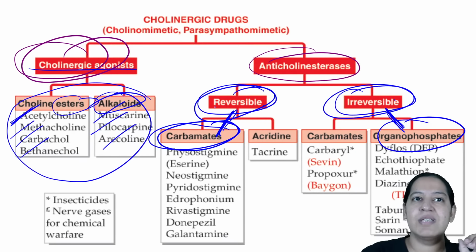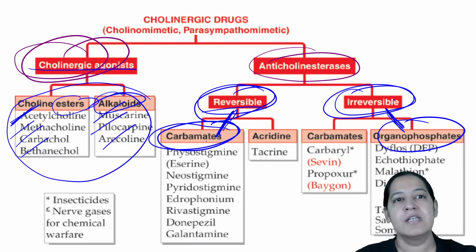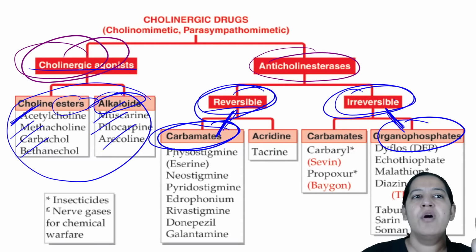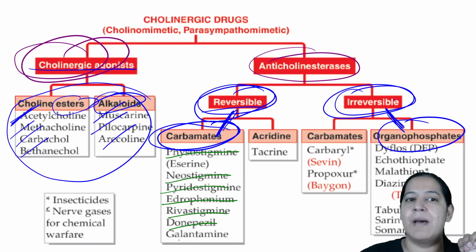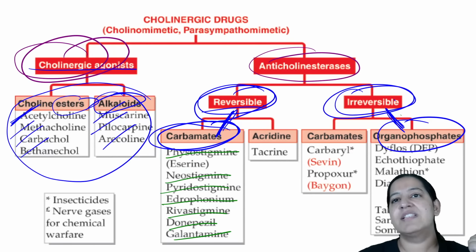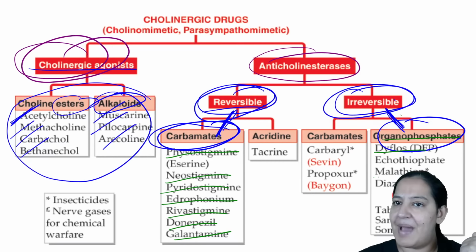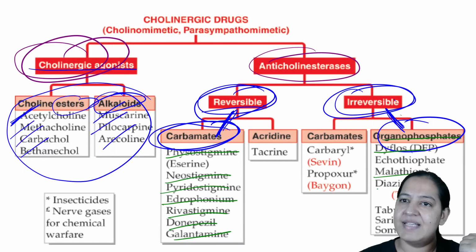And in reversible anticholinesterases, there will be carbamates. So these are the carbamates in front of you: physostigmine, neostigmine, pyridostigmine, edrophonium, rivastigmine, donepezil, galantamine. You have to say it again and again for learning it. And in irreversible, there will be organophosphates: there will be diflos, there can be malathion, parathion, and diazinon.